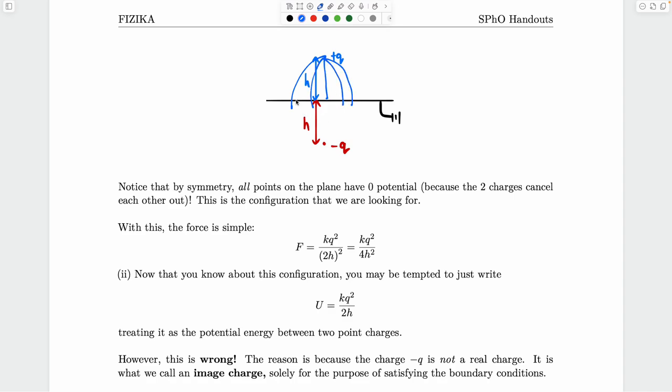My drawing is not very good, but the field lines will all be perpendicular to the surface. And then if you check, the potential will be zero along the surface because it's grounded. So any point over here, let's say it's kq over r, will be cancelled out by a symmetric negative kq over r. So the potential is zero.